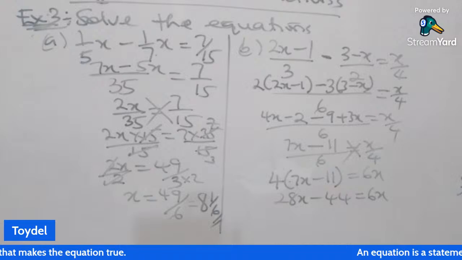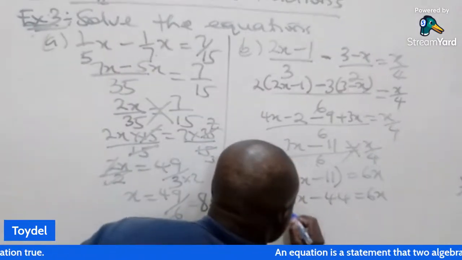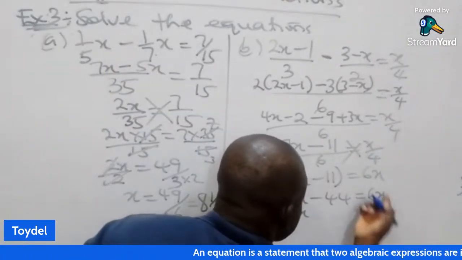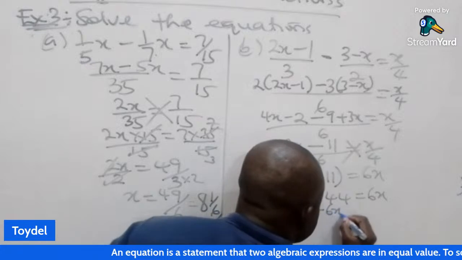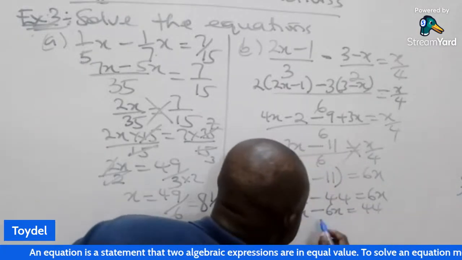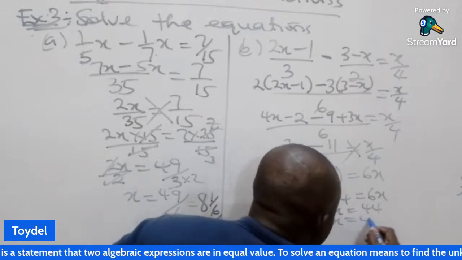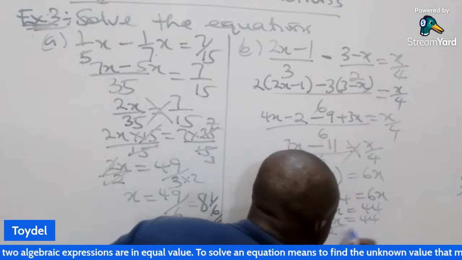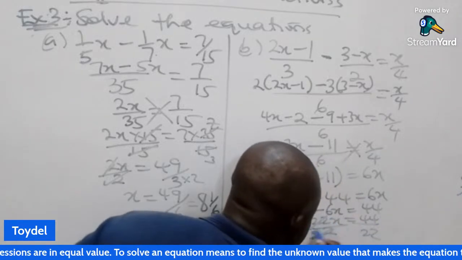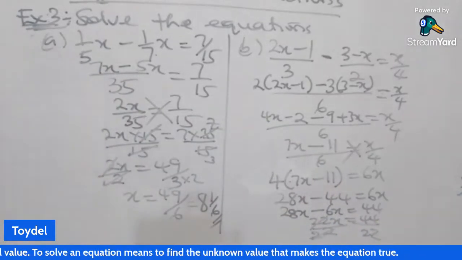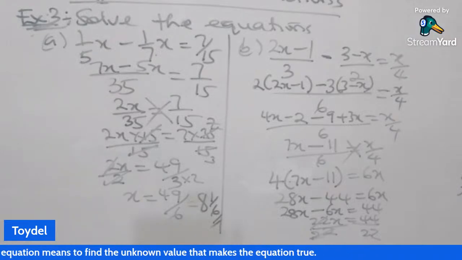Then from there, I can have 28x minus 6x is equal to 44. 28 minus 6 is 22, so 22x is equal to 44. Divide both sides by 22. 22 becomes 1, and at the end of the day, x will be equal to 2.